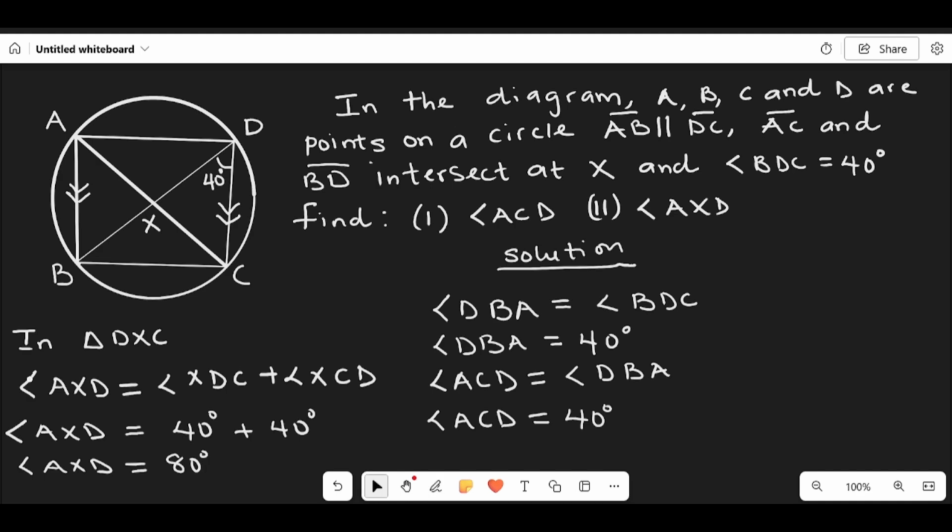If you use only one theorem here, you would definitely miss it. Circle theorems require combining concepts.